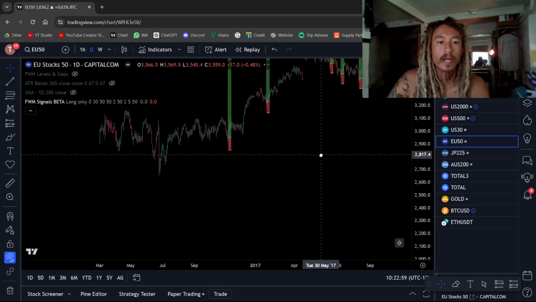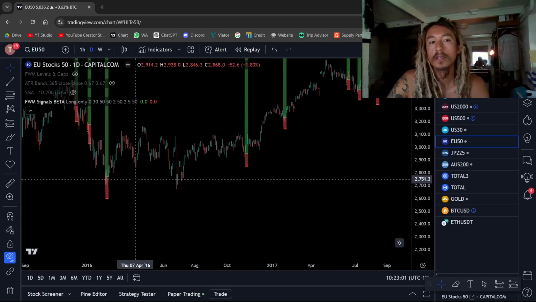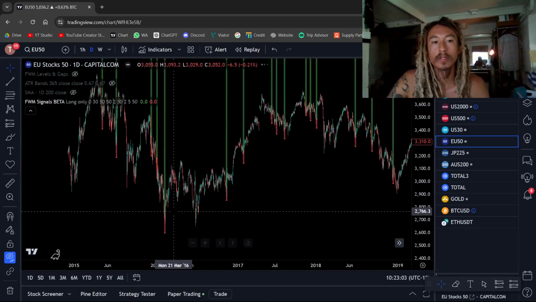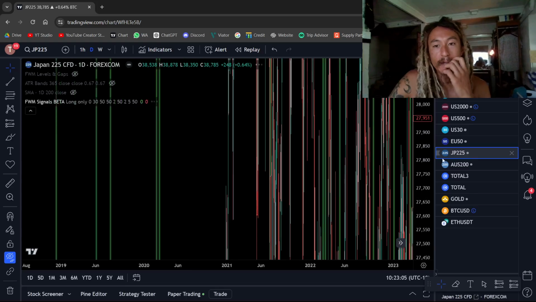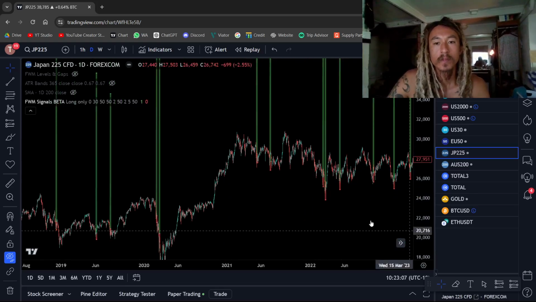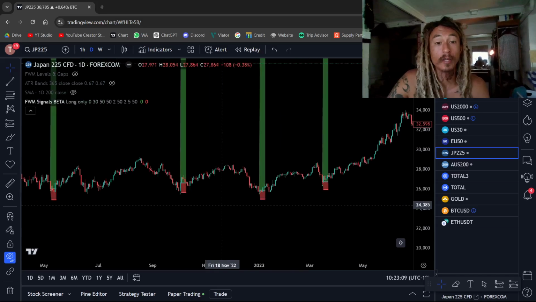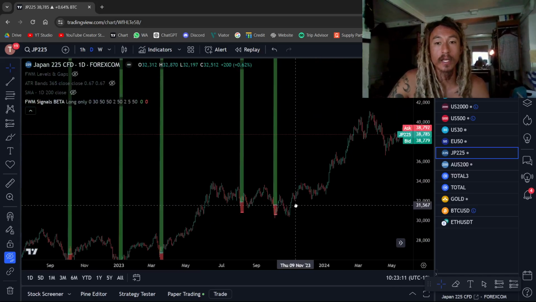This one's a lot of sideways on EU50. This signal would have worked pretty great. Let's look at JP225. And I want to look at gold too. JP225 is looking kind of nice though.